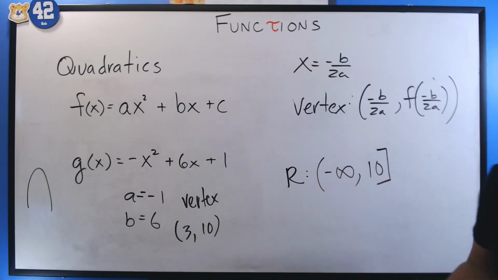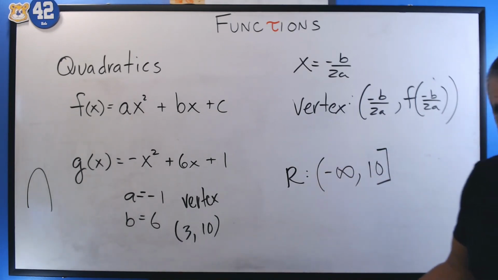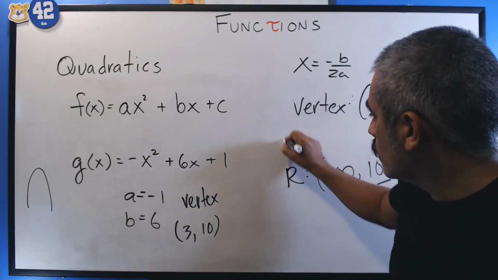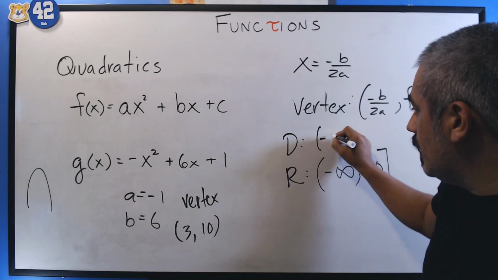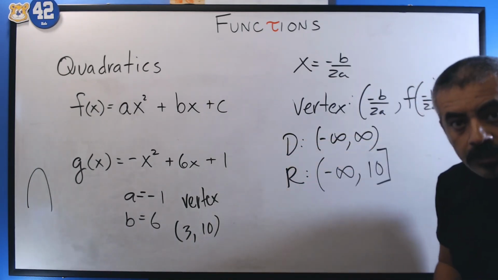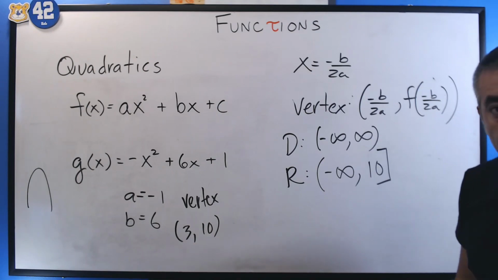Now, if you're curious about the domain, which you shouldn't be, this is a polynomial. So just for completeness, I'm going to say the domain is going to be negative infinity to infinity, because since it's a polynomial, we know the domain is going to be negative infinity to positive infinity.